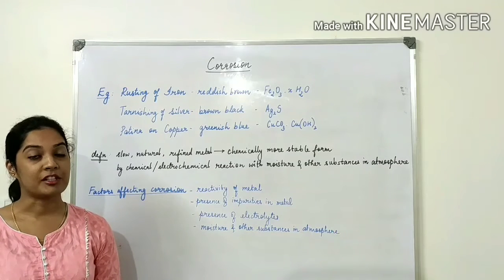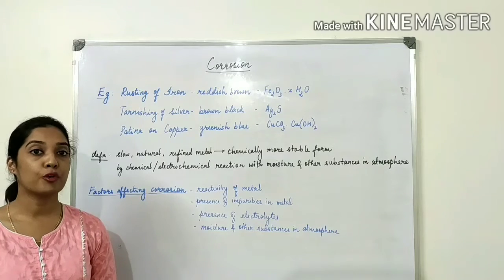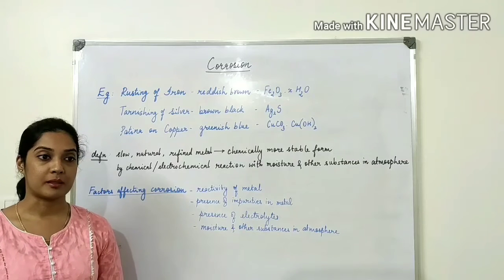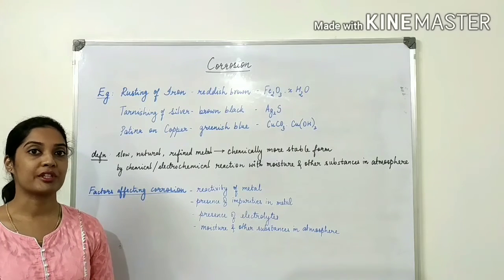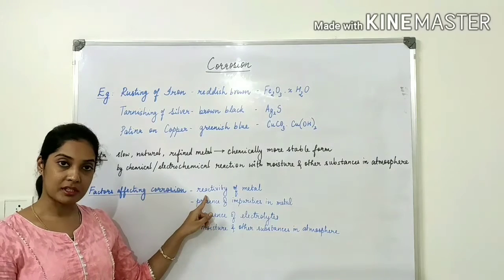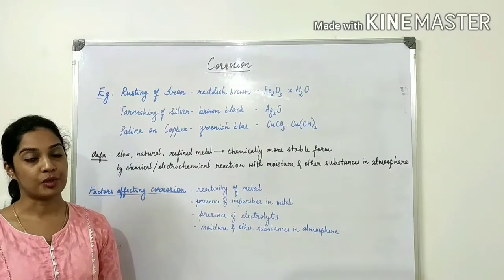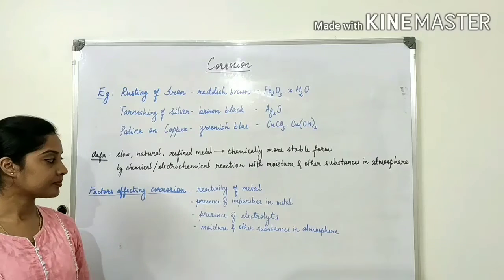Now you must be wondering what are the factors that affect the process of corrosion. The first one is the reactivity of metal. The more reactive the metal, the more prone to corrosion it is. In other words, the more electropositive the metal or the lower its standard reduction potential, the more prone to corrosion it will be.